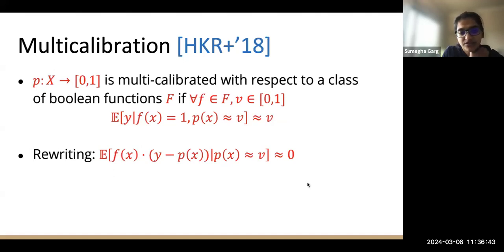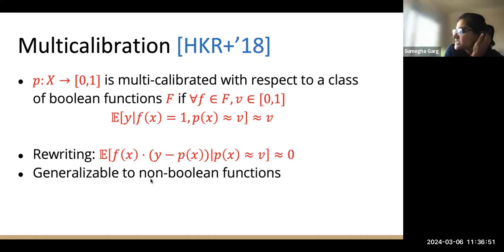And then rewriting the definition of multi-calibration. When we rewrite this multi-calibration definition in this form, it becomes generalizable to non-Boolean functions. So this is something that we are going to use. And the idea behind this is that, given a score group, your function class should not be correlated with the outcome label. That is your definition of multi-calibration.